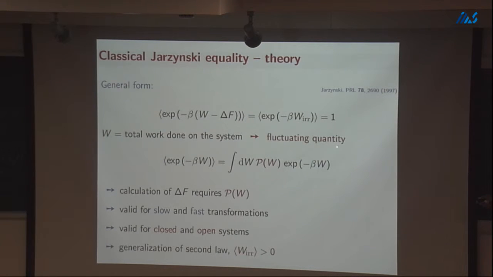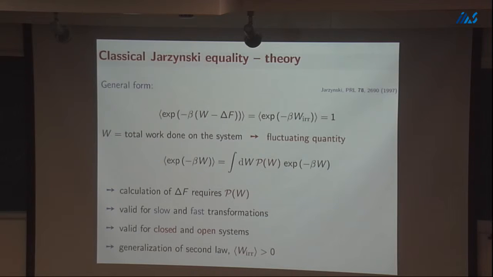Now this is a fluctuating quantity, so there is a notion of distribution of work, P of W, and then you can define this average in this fashion. So that means if you want to calculate change in free energy in equilibrium, you must know how the non-equilibrium work distribution behaves for a given system, and this is valid for both slow and fast transformation, and it's also valid for closed and open systems. So basically this equality is a generalization of the second law, that the irreversible work should be positive.